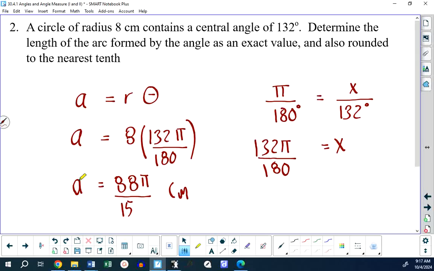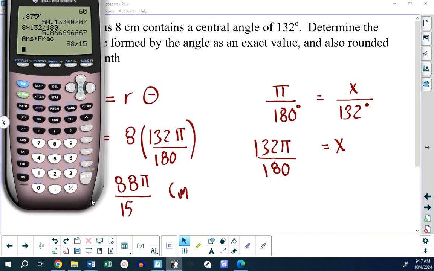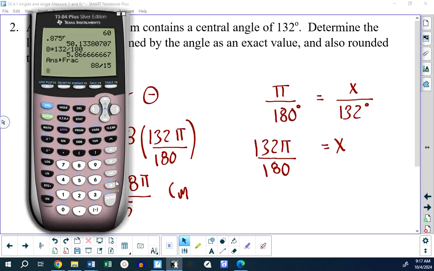If you want to know a decimal value, then I guess we can just take this number times pi. So about 18.4 centimeters.